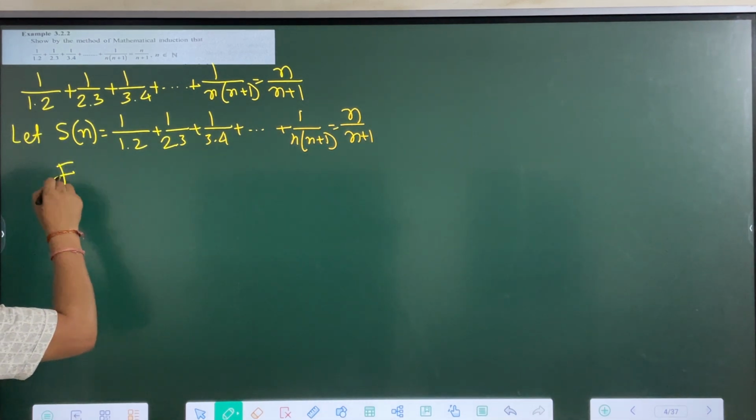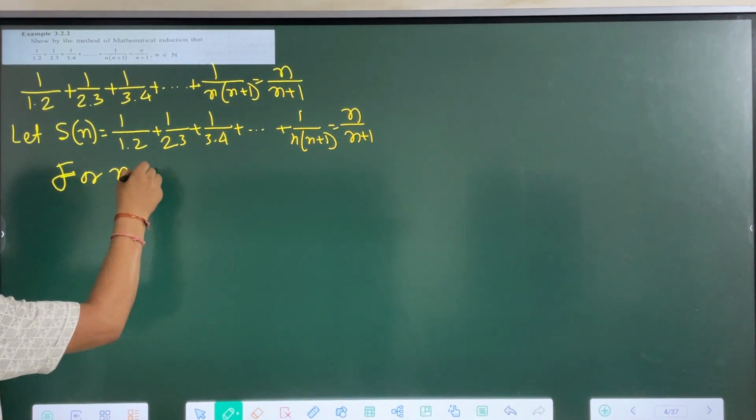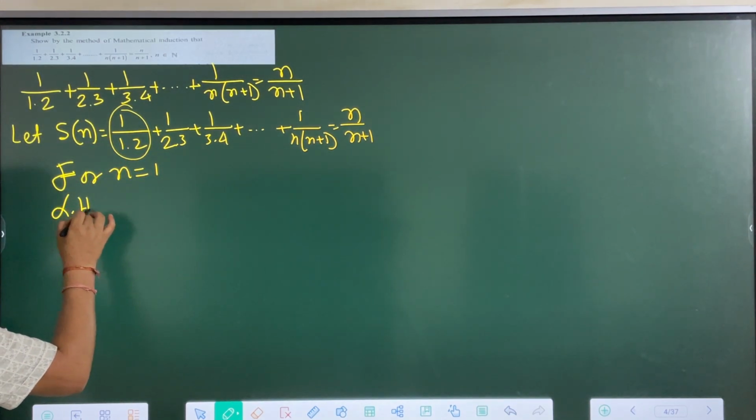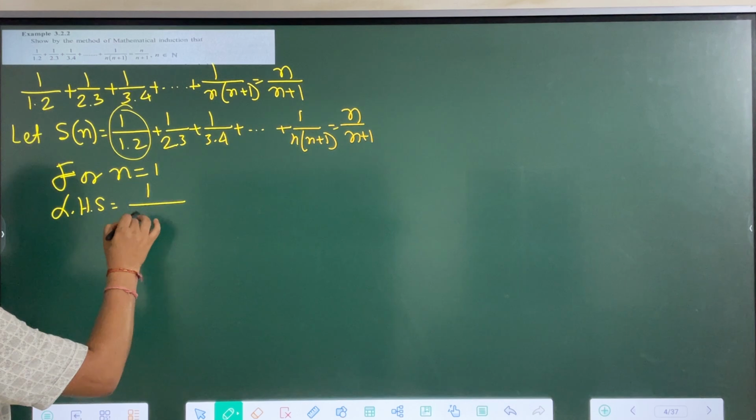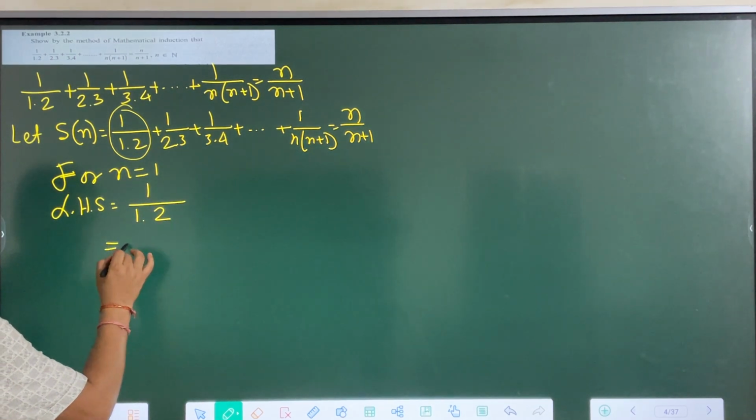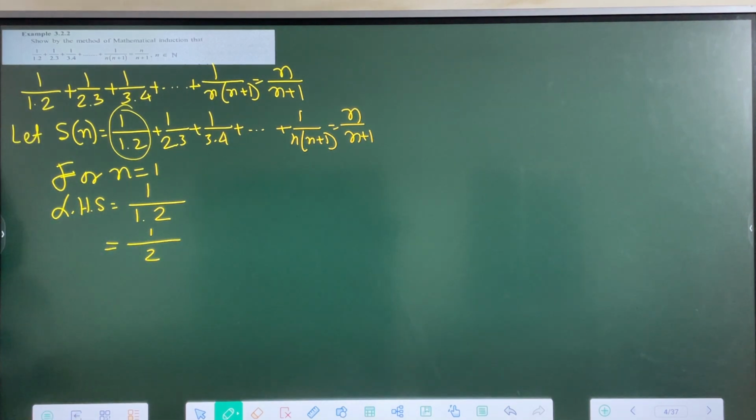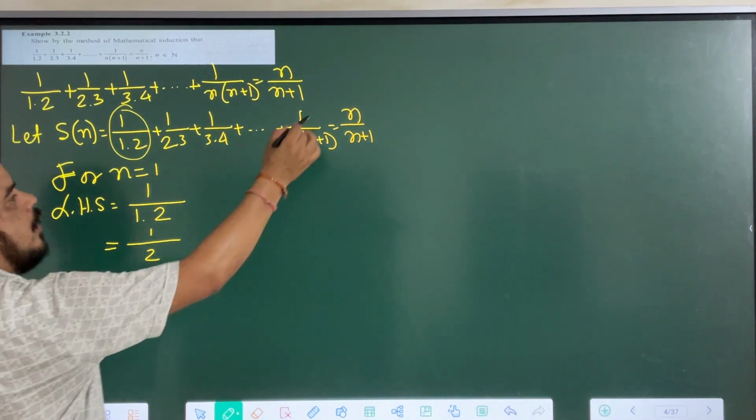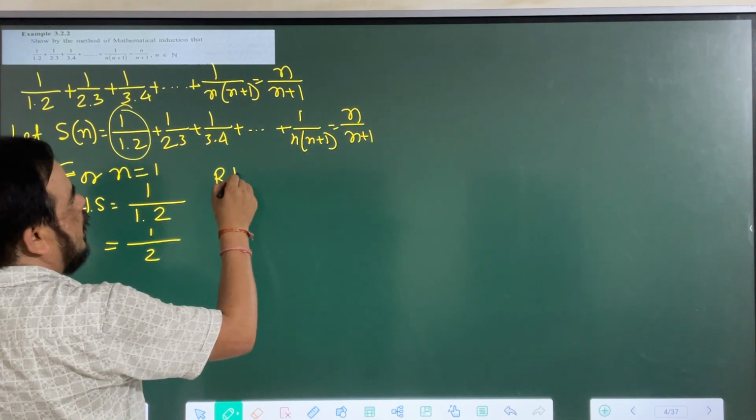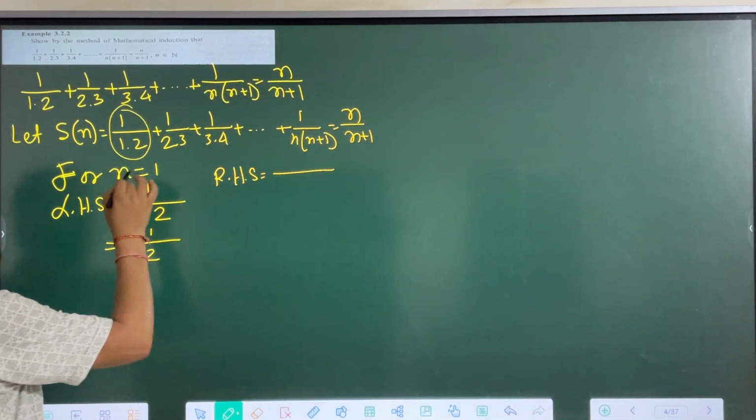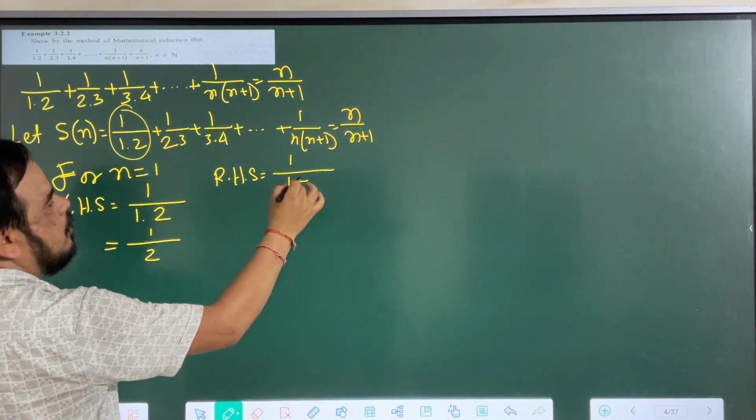Now first for n equals to 1. 1 means this one. So LHS 1 by 1.2 calculation. 1 into 2 is 2. So 1 by 2. LHS we have got 1 by 2. Let us see RHS how much we get. RHS, n means 1. 1 by 1 plus 1.